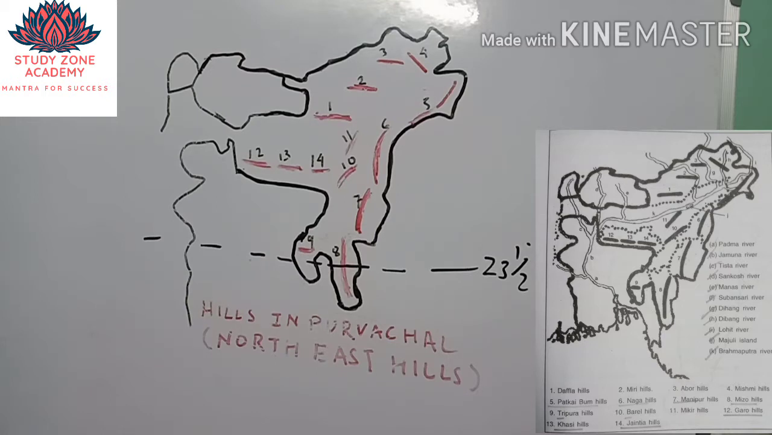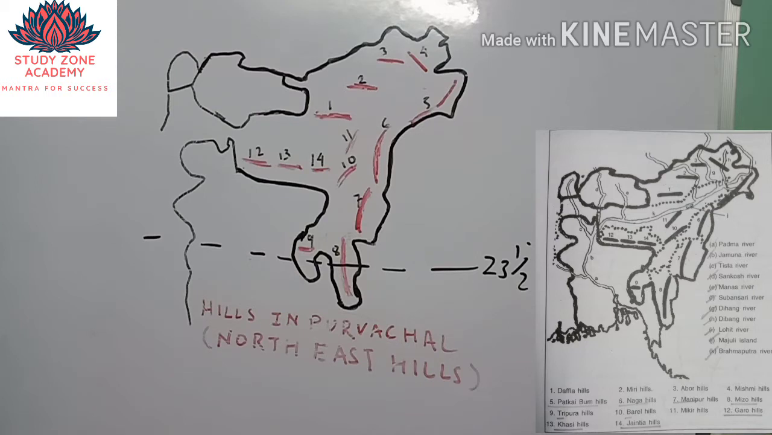Today's topic is map pointing, and we are dealing with the hills of northeast India, or we can say hills in Purvachal. The 7 states of northeast India have been given. This is the physical diagram, not the political one. All the hills of northeast India are depicted on this diagram with the help of numbers 1, 2, 3, 4, 5, 6, and we have a total of 14.